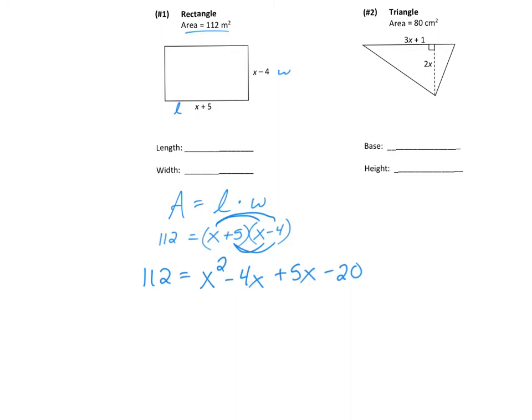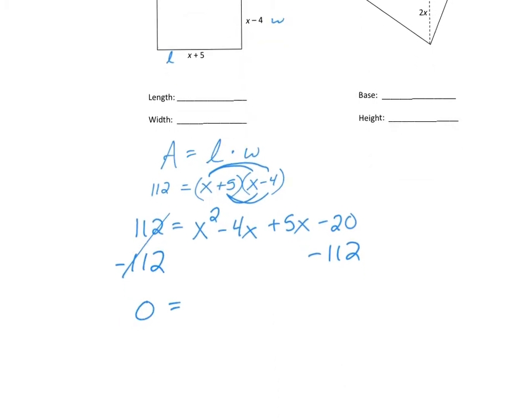Okay, now I'm going to do a lot of steps in one. I'm going to set this equal to 0, because we want to find the zeros. So minus 112. So we have 0 equals an x squared. Now, negative 4x plus 5x is 1x, so it's x squared plus x. And then over here at the end, negative 20 minus 112 is negative 132.